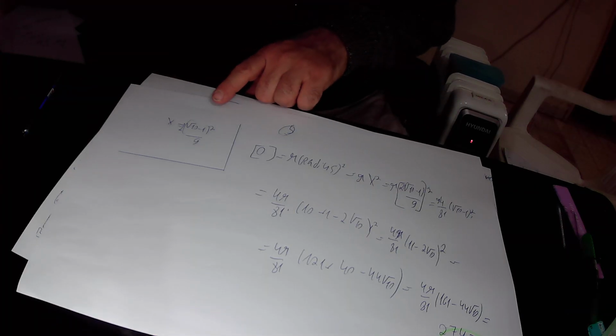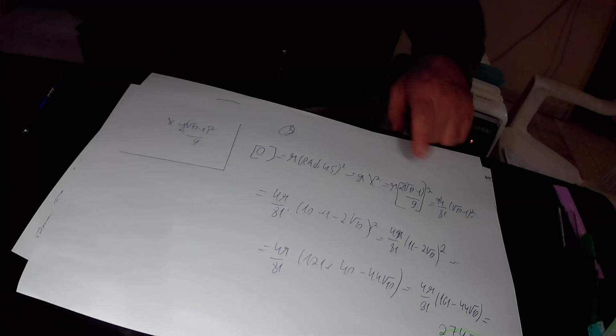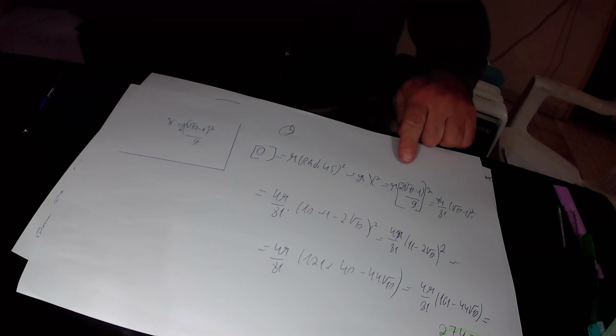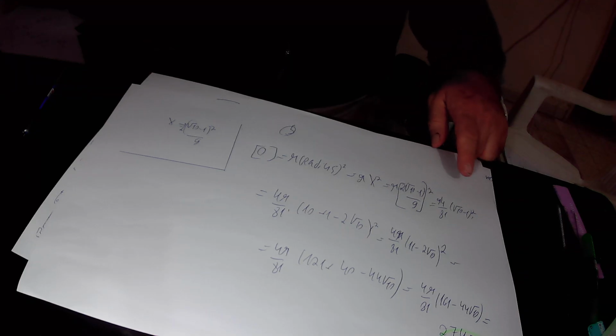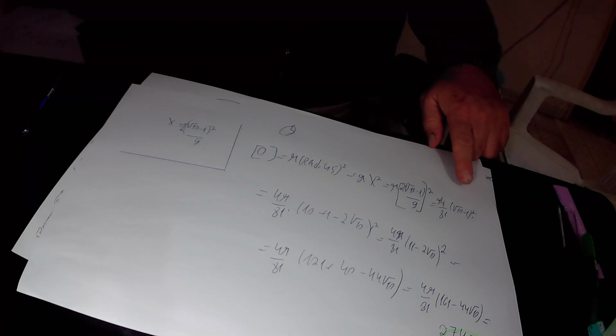But we found out that X equals 2 times square root of 10 minus 1 squared over 9. So we substitute X by 2 times square root of 10 minus 1 squared over 9, all squared, because it is X squared. Here 2 over 9 squared is 2 squared, that is 4, over 9 squared, that is 81. So we are left inside the square only with square root of 10 minus 1.